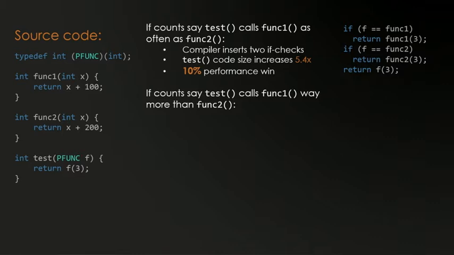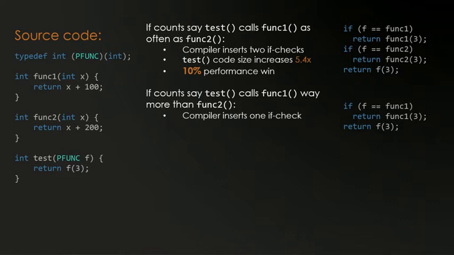If the profile counts say the test is calling func1 a lot more often than it's calling func2, it's only going to insert that check against func1. And that's the code generation that we emit. The code size increase is not as bad, only 3.4x. By the way, all the numbers that I'm giving are with the Visual Studio 2013 compiler. Everything is totally reproducible. I try my best not to lie, but if you catch me saying something wrong, please tell me, and I'll be more than happy to fix it. But for now, this is my best attempt. And if func1 is called more often than func2, the branch predictor doesn't have to work as hard, and we end up getting a 15% performance win. We're getting better.